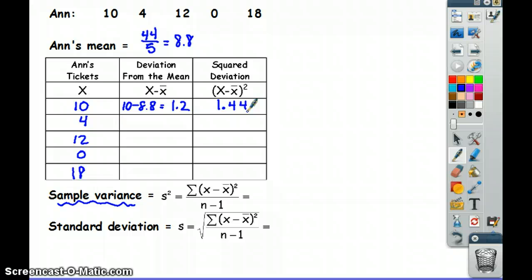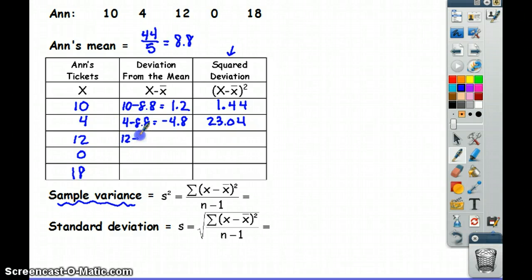I'm going to do that for all 5 pieces of data. So 4 minus 8.8 gives me negative 4.8, and I'm going to square that, 23.04. Now, if you got a negative 23.04, it's just because you didn't have negative 4.8 in parentheses on your calculator. But you know that anytime you take a negative number and square it, you should get a positive number. So this squared deviation column should always be positive.